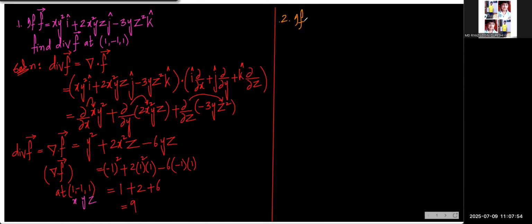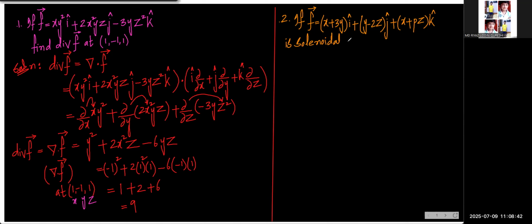If F is equal to x plus 3y I cap, y minus 2z j cap, x plus pz k cap is solenoidal, then find P.